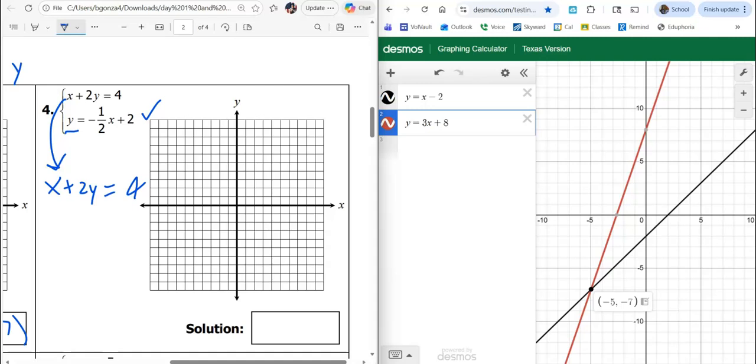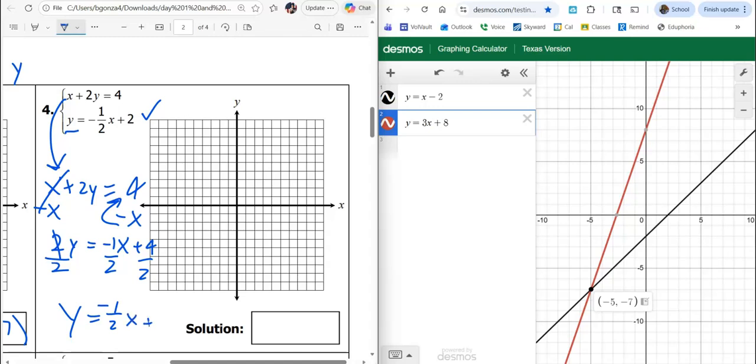All right, check it out. We're going to get rid of that x. Minus x, minus x. Bring down 2y equals negative x plus 4. Put that in front. Everything gets divided by 2. This is a little 1. And now we got negative 1/2 x plus 4 divided by 2 is 2. Graph those two. Get your answer.